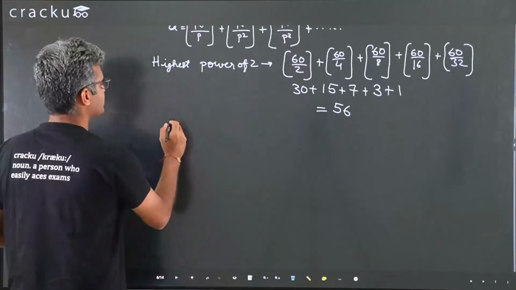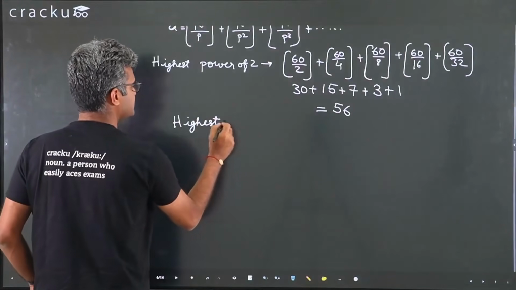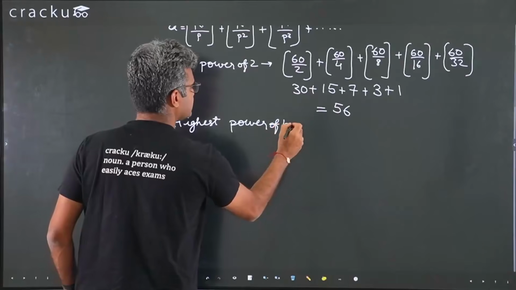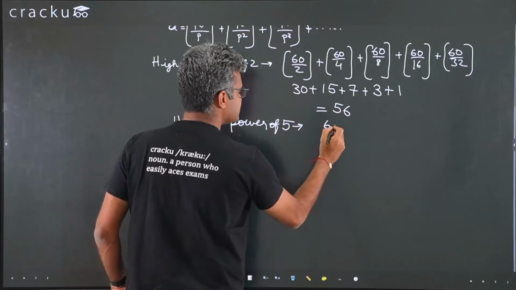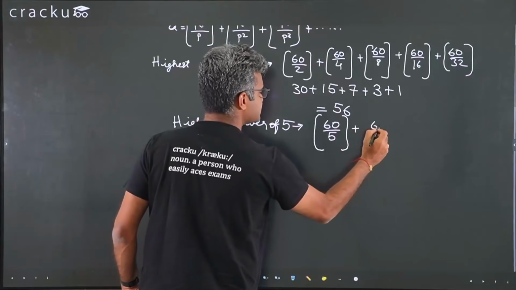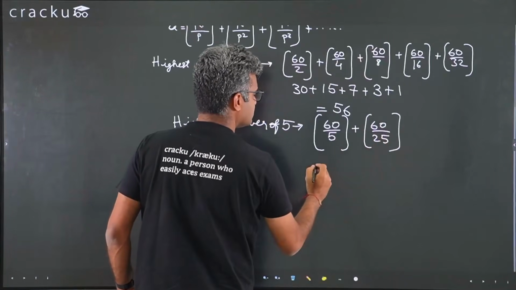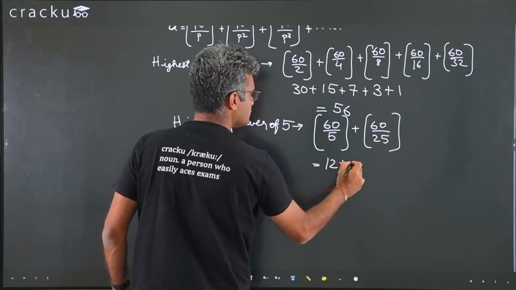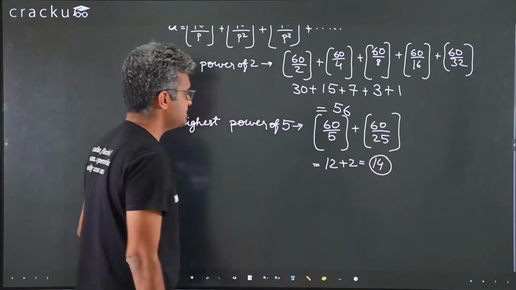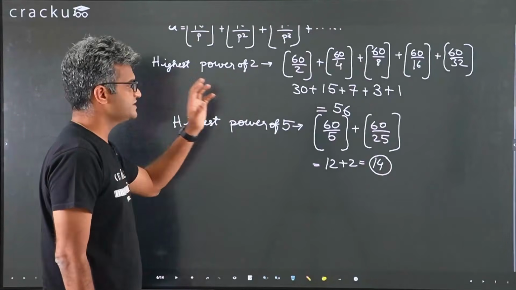What is the highest power of 5? The highest power of 5 in 60 factorial will be 60 divided by 5, take the integer part out, plus 60 divided by 25, again take the integer part out. This is 12 plus 2, which is equal to 14. So the highest power of 5 in 60 factorial is 14, highest power of 2 is 56.